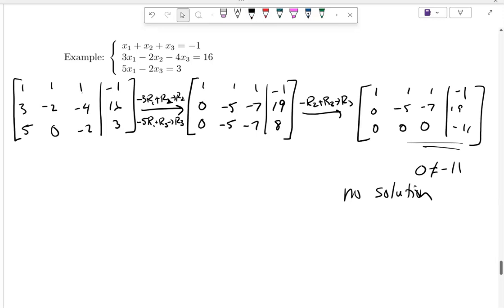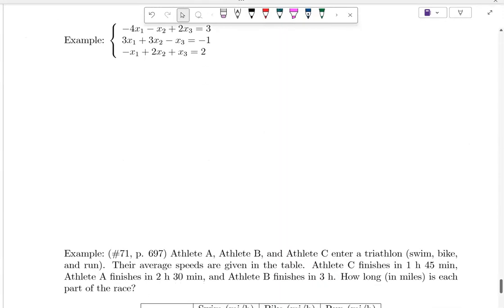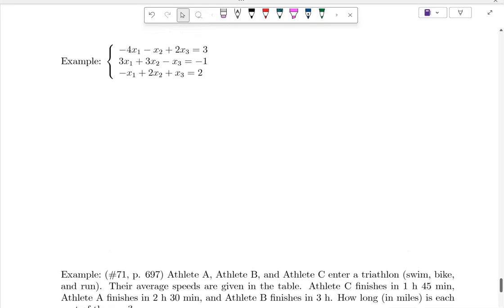Let's do the next one and see what happens. Okay. Oops. Our first row will be negative 4, negative 1, 2, and then a 3. The second row will be 3, 3, negative 1, negative 1. And then we have negative 1, 2, 1, and a 2.